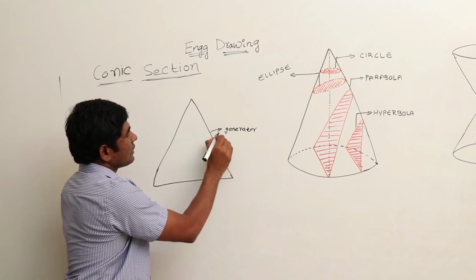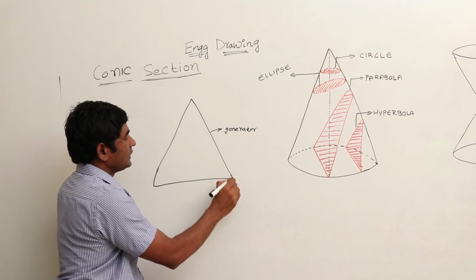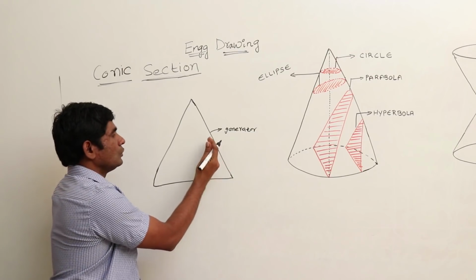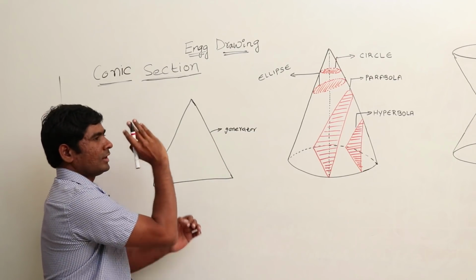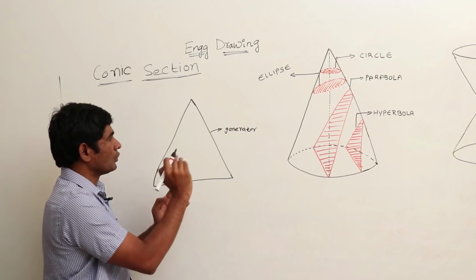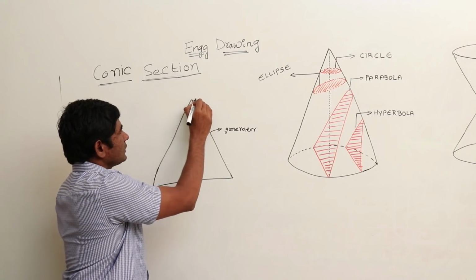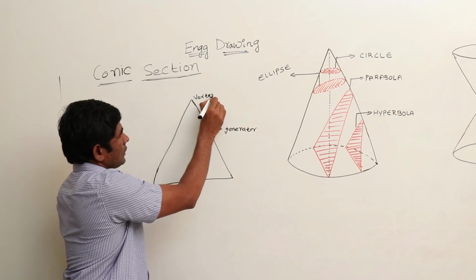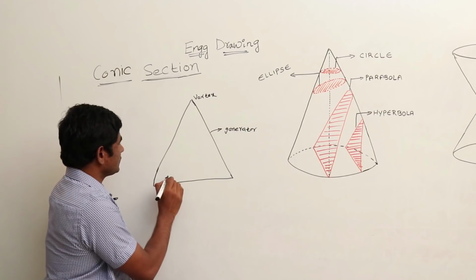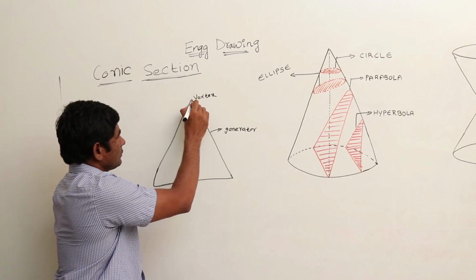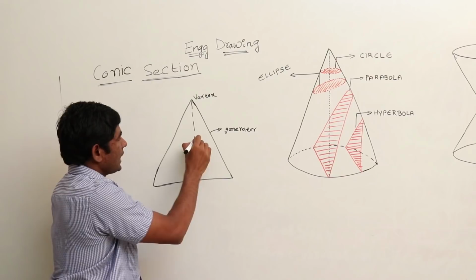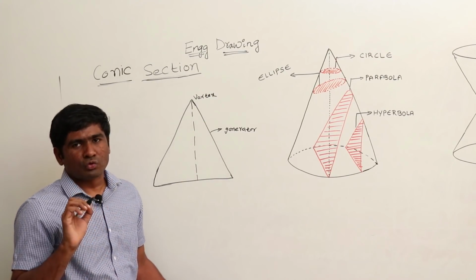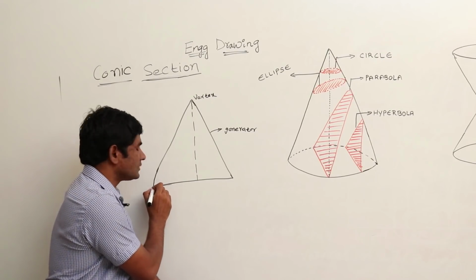Here, why is this called the generator? By taking this line, this is a slant surface. If you turn this line like this, then you can form a cone. And here, this is the vertex, and this is, of course, the base, and this is the axis of the cone. And in the right circular cone, the base is the circular one.